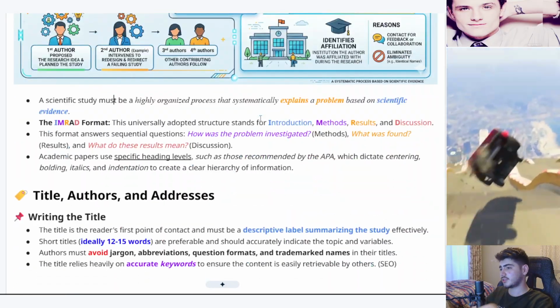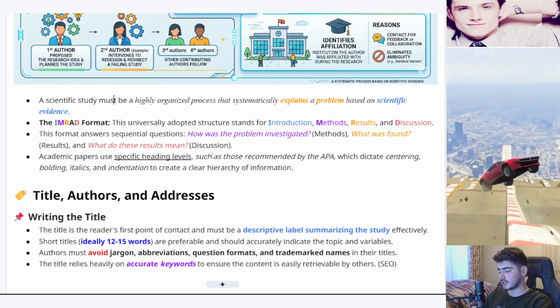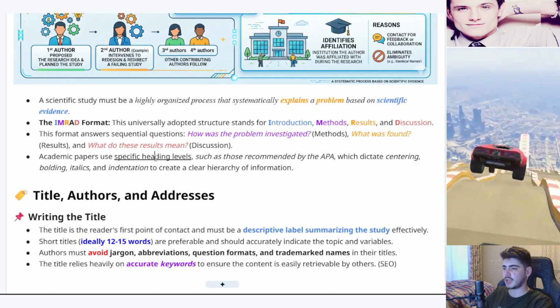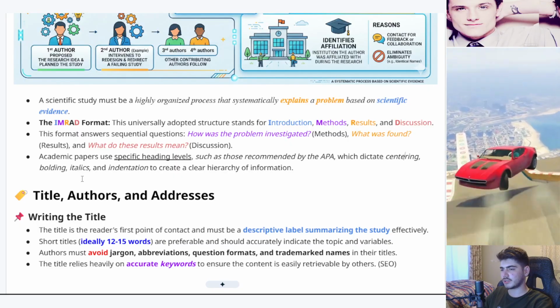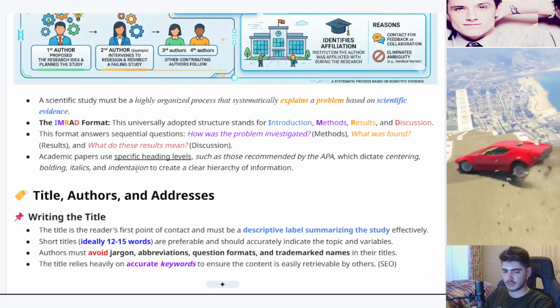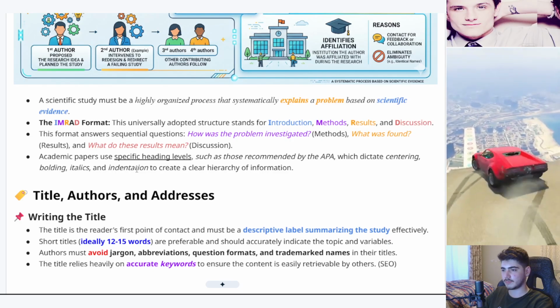So there are also specific heading levels that should be used, which dictate centering, bolding, italics, indentation. I don't think these will be useful.